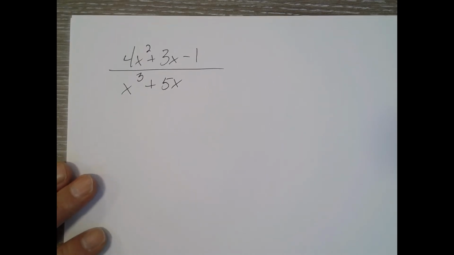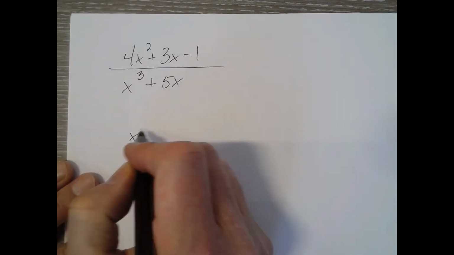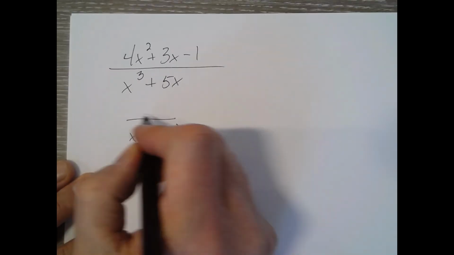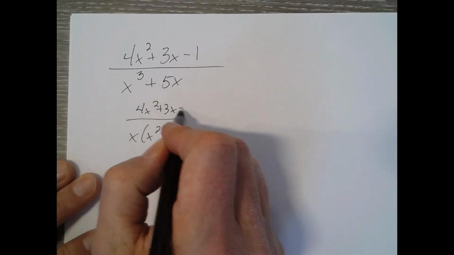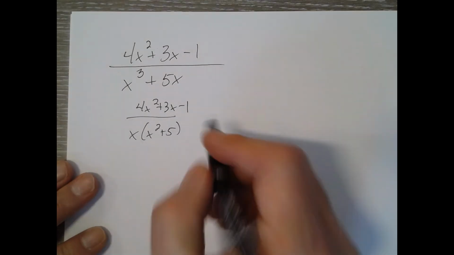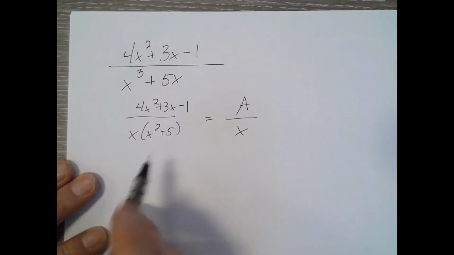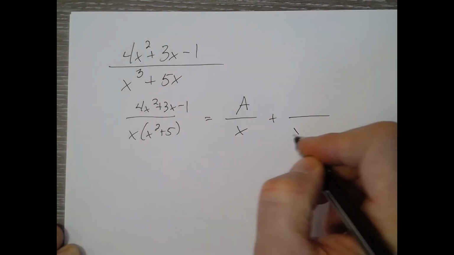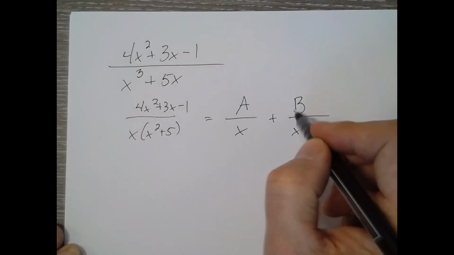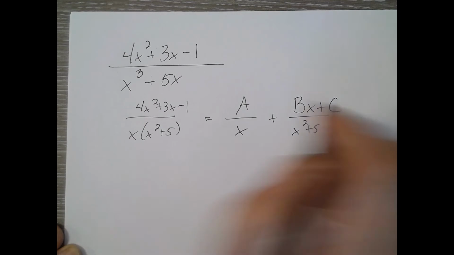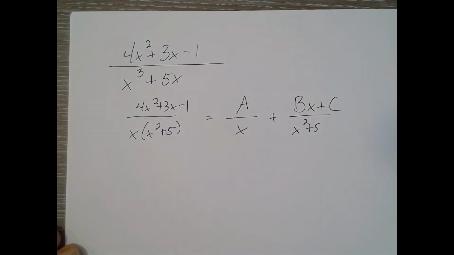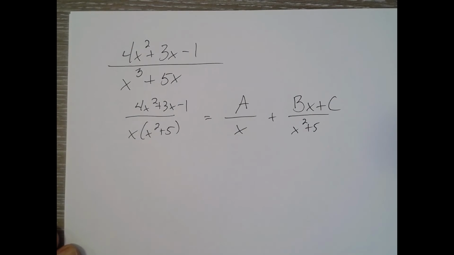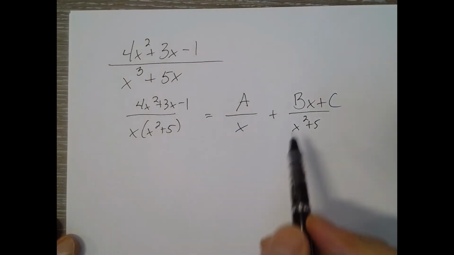All right, so you factor the bottom. This time we can only take out an x, so I have x times (x squared plus 5). So we do an a over the x, but this is a non-factorable quadratic factor here. You can't factor x squared plus 5. So what you need to do is put a bx plus c above it. You have to have a linear top or numerator if you have a non-factorable quadratic.